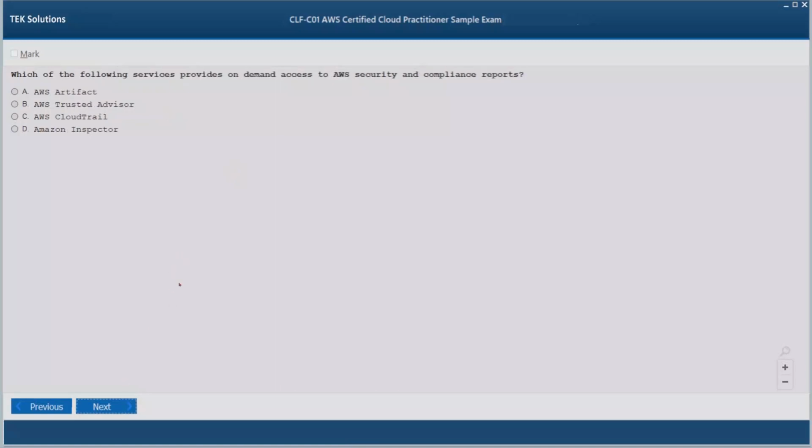Which of the following services provide on-demand access to AWS security and compliance reports? A, AWS Artifact, B, AWS Trusted Advisor, C, AWS CloudTrail, D, Amazon Inspector. So, on-demand access to AWS security and compliance reports. Remember, the answer here is AWS Artifact.